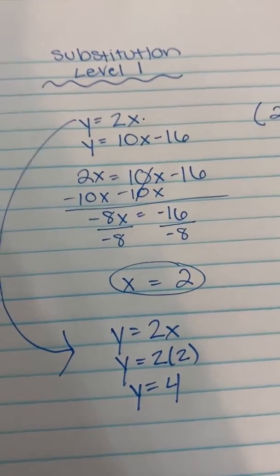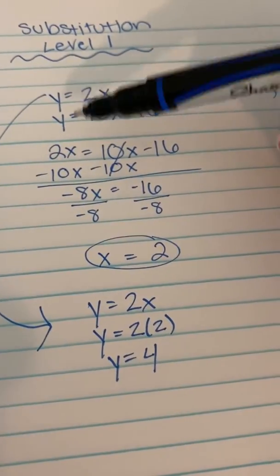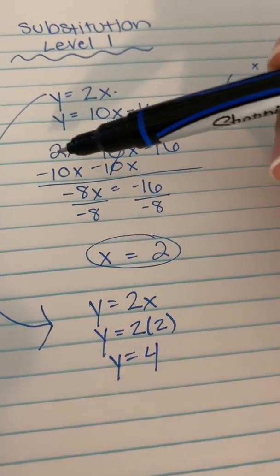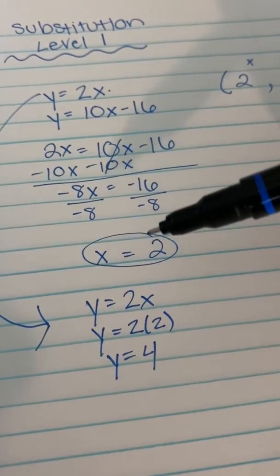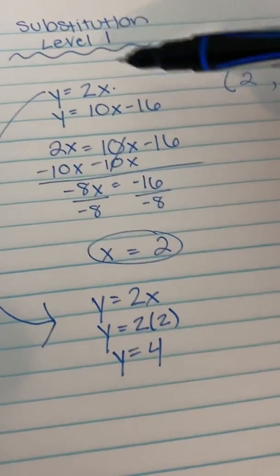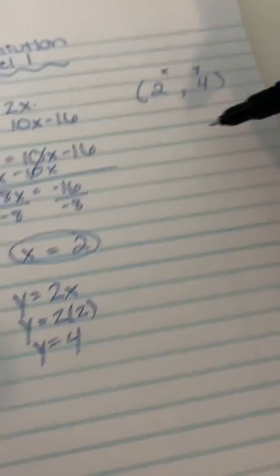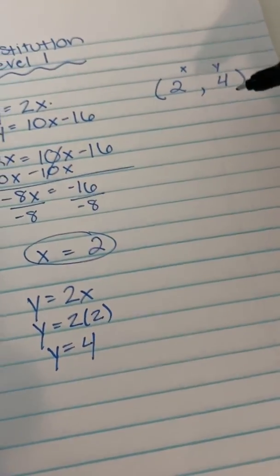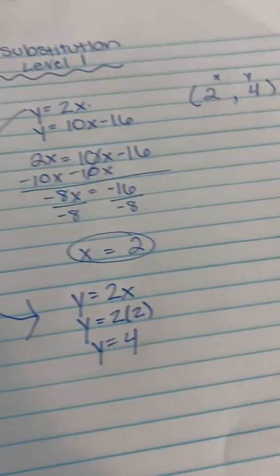So review really quick. Step 1, you set your equations equal to each other because they're both equal to y. So since they equal the same thing, you set them equal to each other. You solve for x, and then you substitute that x back into one of the original equations to find y. And your value for x and your value for y are your answers. All right, there we go.